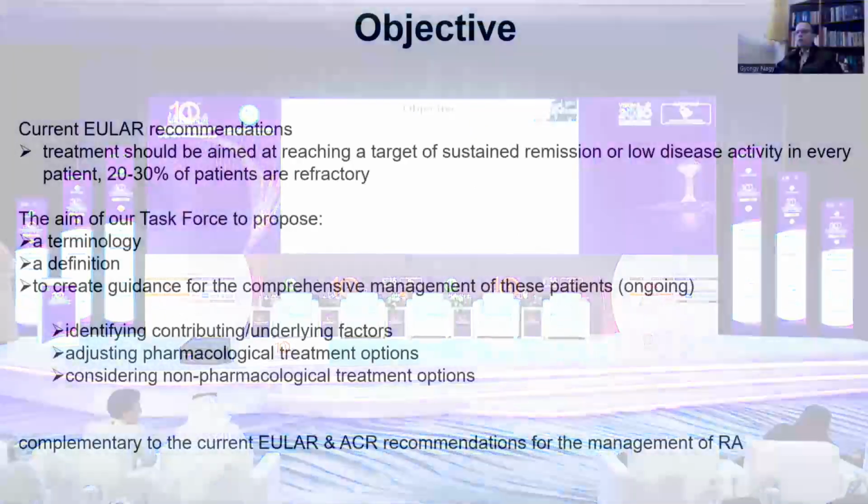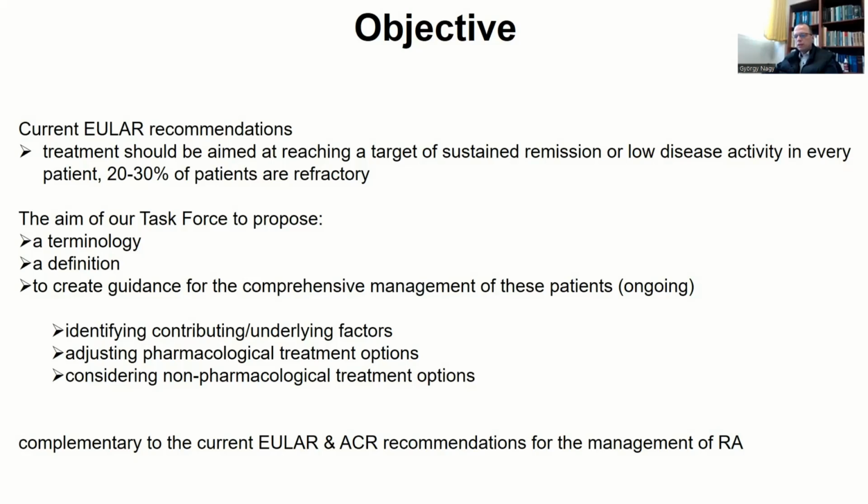To start with, the objectives. Currently in everyday clinical practice, we are working according to international guidelines and recommendations. According to the EULAR recommendations for the treatment of rheumatoid arthritis, we know that the treatment aim should be reaching the target of sustained remission or at least low disease activity in all cases. But the problem is that at least 20, 30, or sometimes up to 40% of the patients seem to be refractory.